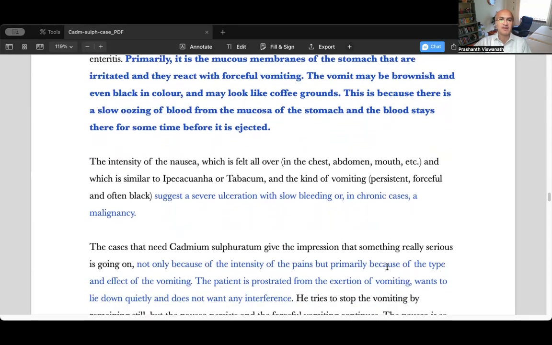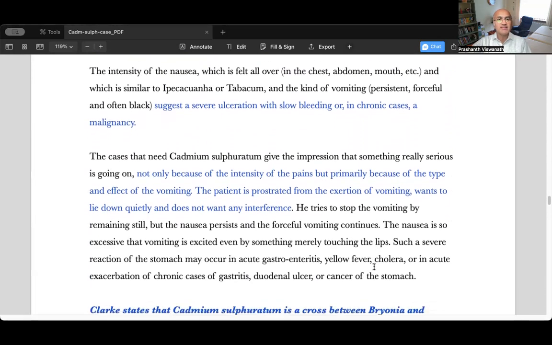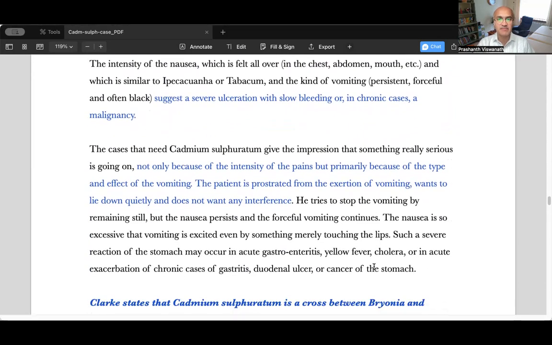The intensity of the nausea, which is felt all over in the chest, abdomen, mouth, and which is similar to ipecac or tabacum, and the kind of vomiting which is persistent and forceful and often black, suggests a severe ulceration with slow bleeding or in chronic cases a malignancy. Now, he says that the cases that require cadmium sulfuricum give the impression that something really serious is going on, not only because of the intensity of the pains, but because of the type and effect of the vomiting. The patient is prostrated from the exertion of vomiting. He wants to lie down quietly and does not want any interference.